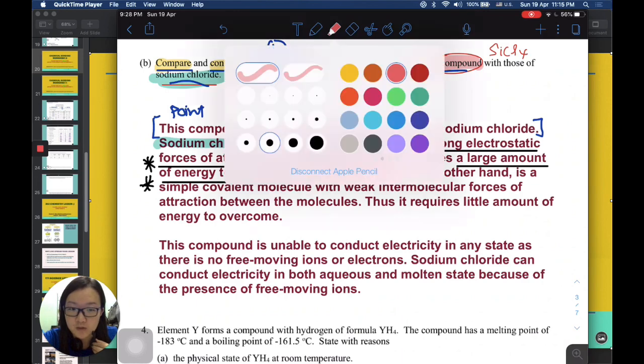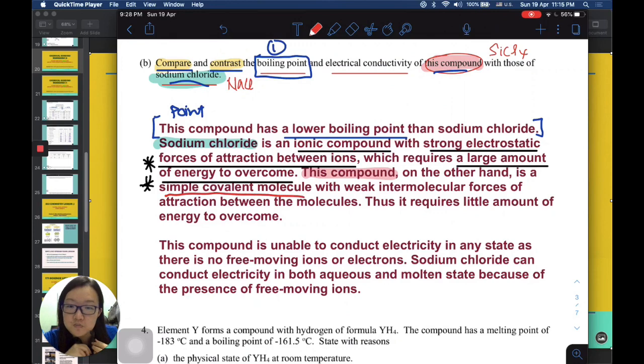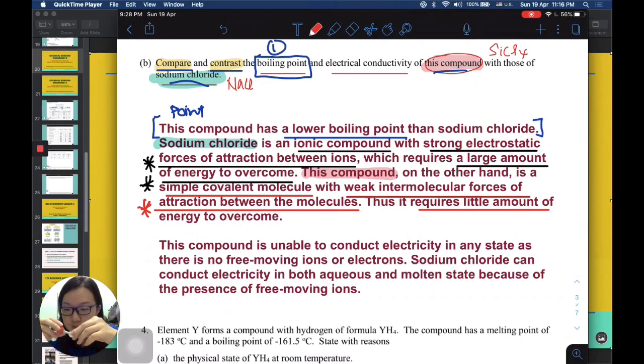This compound, which is SiCl4, on the other hand, is a simple covalent molecule. In terms of structure, it has a simple molecular structure, and thereby it has weak intermolecular forces of attraction between the molecules, just as what I've shown you just now. This one has already been broken into pieces, but you get what I mean. Weak intermolecular forces of attraction between the molecules require just a very little amount of energy to overcome.